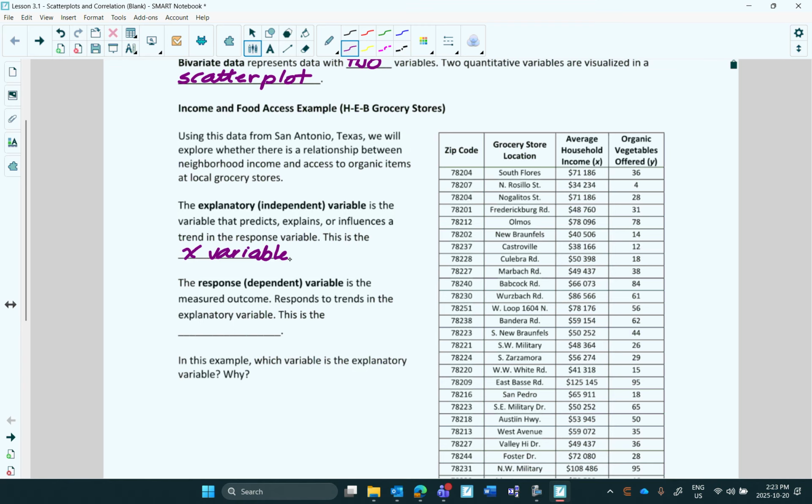The response variable, well, that's the one that gets explained. Okay, its values depend on the independent variable or the explanatory variable, and it is the y variable. We use x and y because obviously we're familiar with xy coordinate grids. A lot of the graphs that we study, not just in mathematics, but in statistics as well, are all based on an xy coordinate grid.